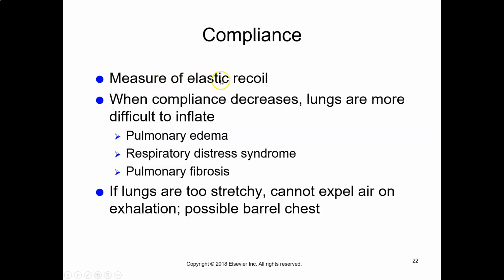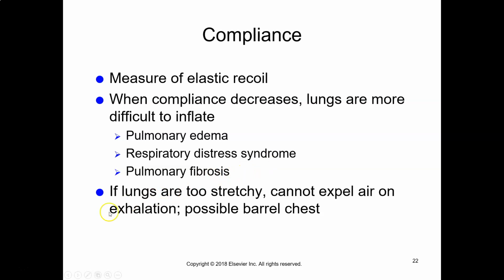Compliance is a measure of elastic recoil. When compliance decreases, lungs are more difficult to inflate. So if a patient has pulmonary edema, meaning swelling in the lungs, there is congestion with pulmonary edema, and that causes the lungs to be difficult to inflate. Respiratory distress syndrome, we talked about that with babies, but adults can certainly have that.